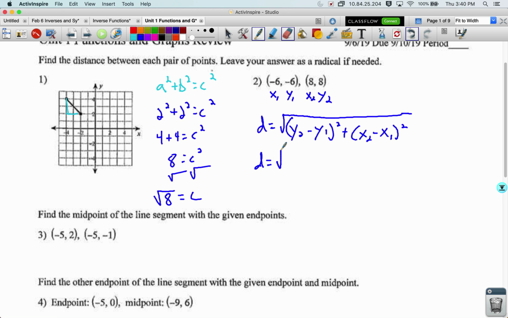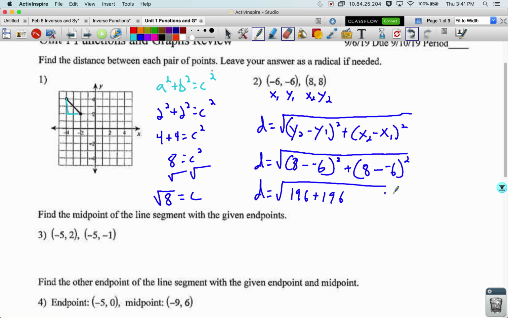Let's plug in what we got. Distance equals the square root of 8 minus a negative 6. There's a minus in the formula plus the number is negative, so that's why we get minus a negative, squared, plus 8 minus a negative 6. It's the exact same. Oh wait, I didn't write it the same. Squared. 8 minus negative 6 is the same as 8 plus 6, or 14. 14 squared is 196. So we've got distance equals the square root of 196 plus 196, which equals the square root of 392. I'm going to double check that that's not a perfect square. The square root of 392 gives me a decimal, so I want to just leave it as this.